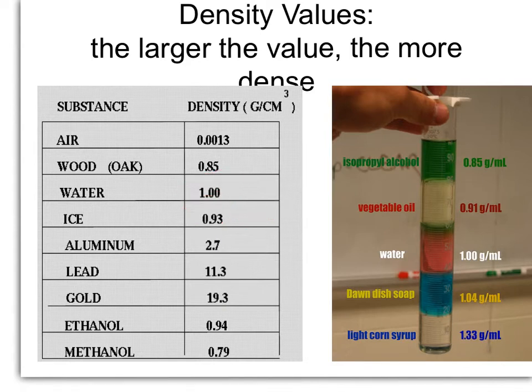If we look at the diagram on the right, you can see that there are layers of liquids: corn syrup, dish soap, water, vegetable oil, and rubbing alcohol. Notice that the most dense, the lowest layer, is the corn syrup. It has a value of 1.33 grams per milliliter, where the isopropyl alcohol will be 0.85 grams per milliliter, thus the lightest in density and the one that's going to be floating on the top.